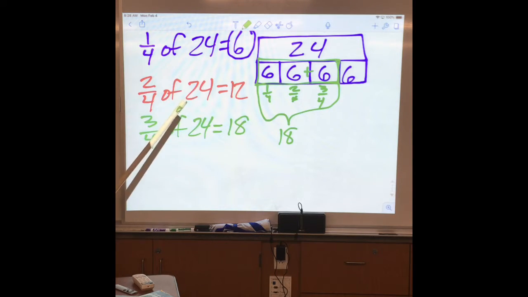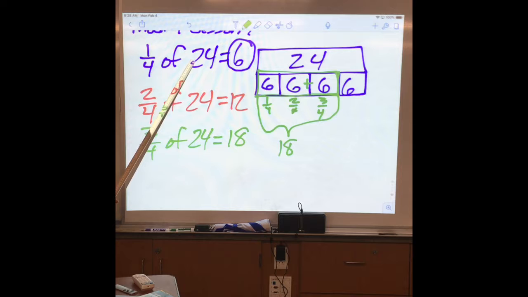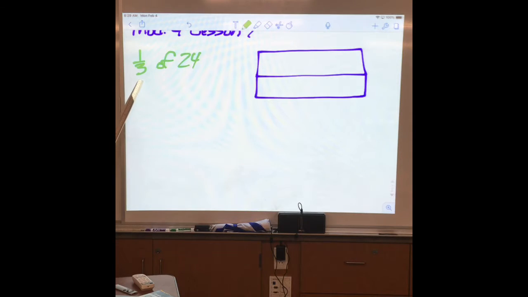See how easy this is to do? It looked scary at first when we looked at it because we had a fraction and we were asking what's 1/4 of 24. It was a little scary at first. So let's try another one, okay? Let's see how you can do. All right, I have a new problem.